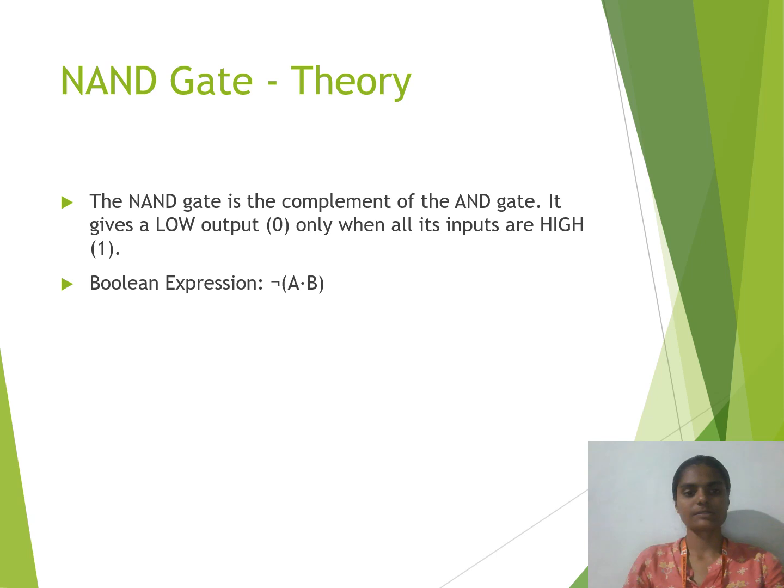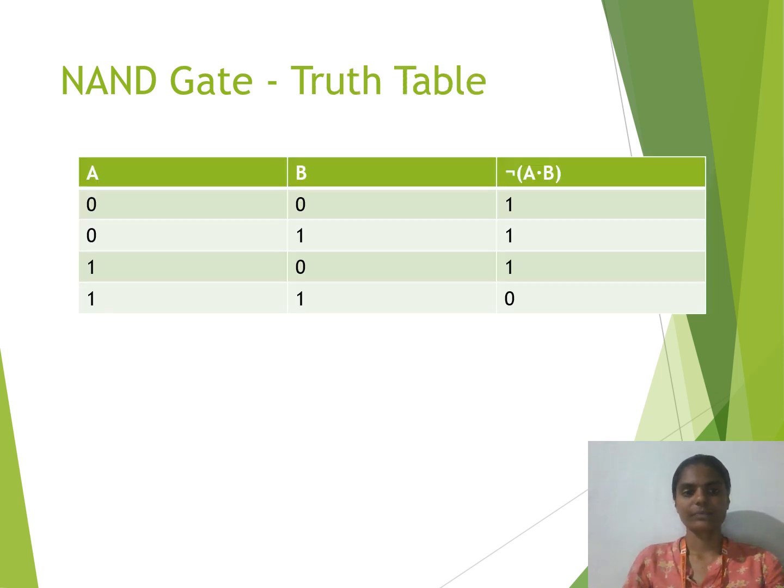NAND gate means the NAND gate is the complement of the AND gate. It gives a low output only when all its inputs are high 1. Boolean expression: NOT of A into B. NAND gate truth table: if A and B are inputs, then NOT of A into B is the output.